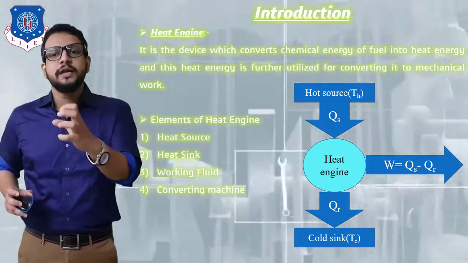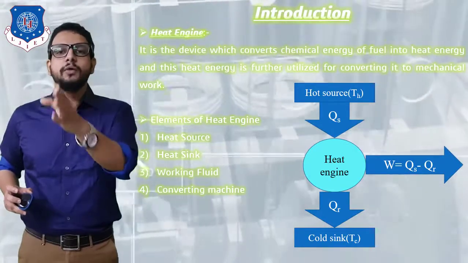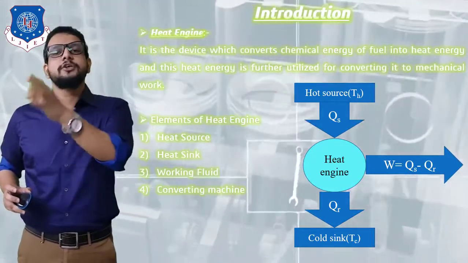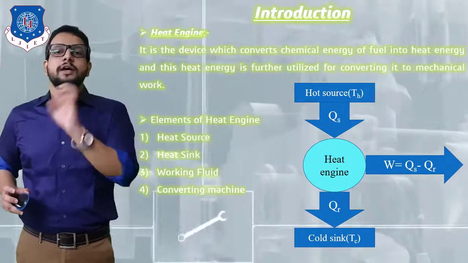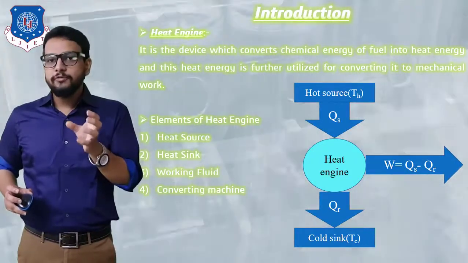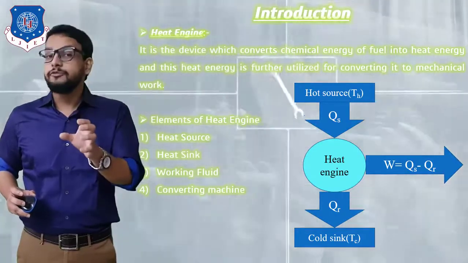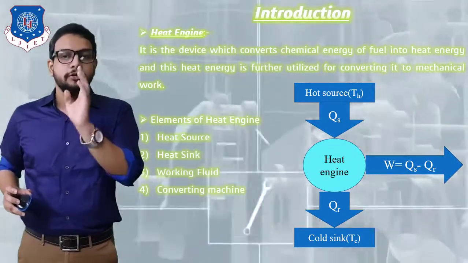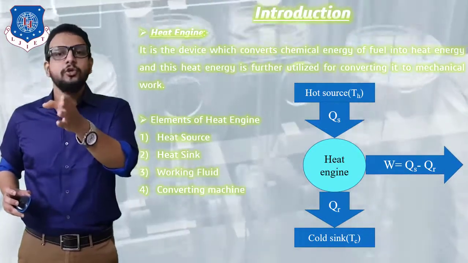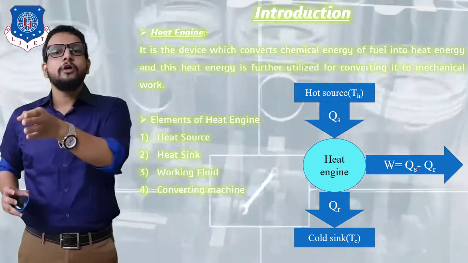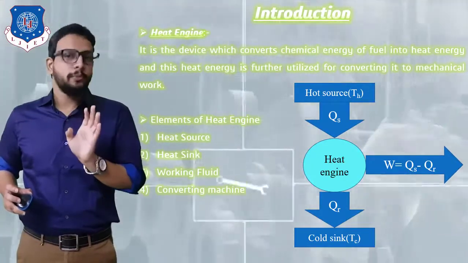So how much is utilized? We can say that W is equal to QS minus QR, that is utilized. We know, even from our Kelvin-Planck statement, that no engine can have a thermal efficiency of 100%. So 100% conversion of that QS into work output W is not possible.